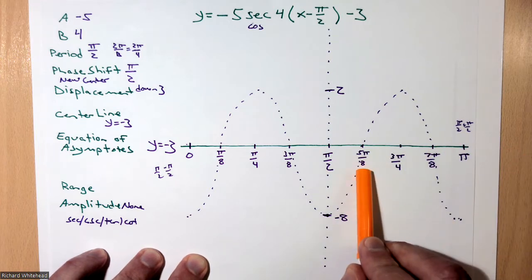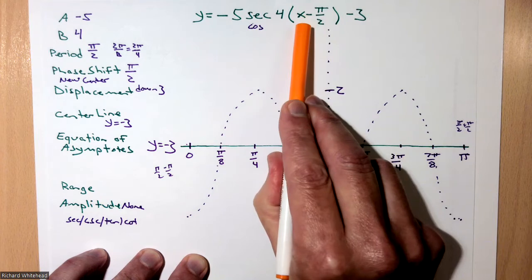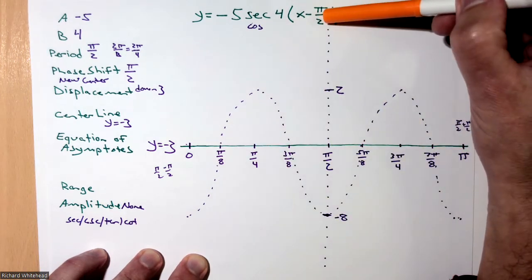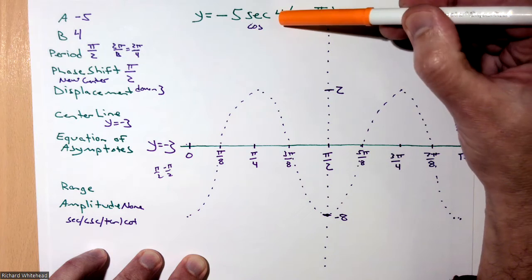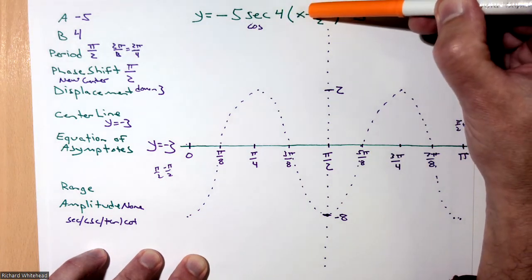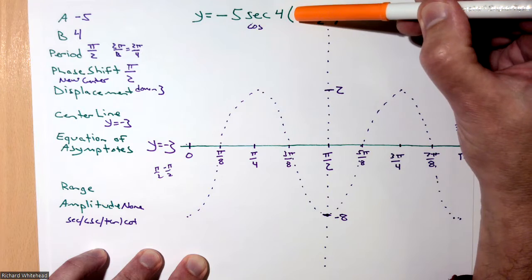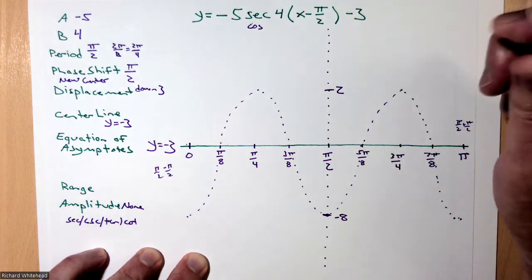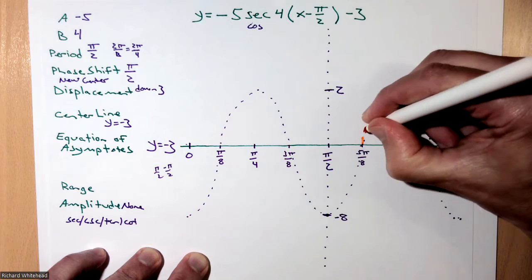Let's take one of these guys, 5 pi over 8. Let me see, 5 pi over 8 minus pi over 2. So that'd be 4 pi over 8. That makes 1 pi over 8 times 4. 4 times pi over 8 is 4 pi over 8, which makes pi over 2. What's secant of pi over 2? Secant of pi over 2 does not exist. So this does not exist.